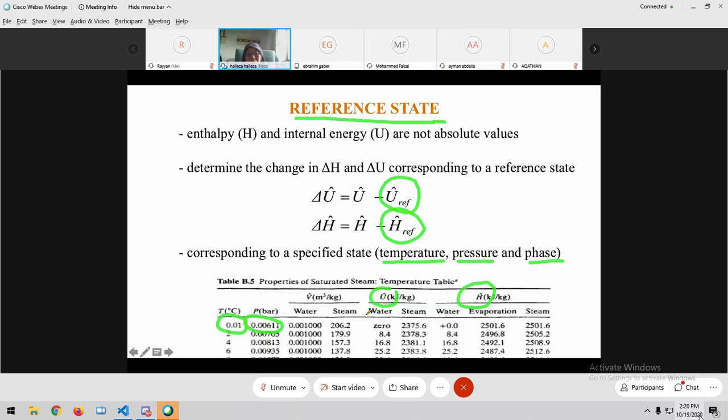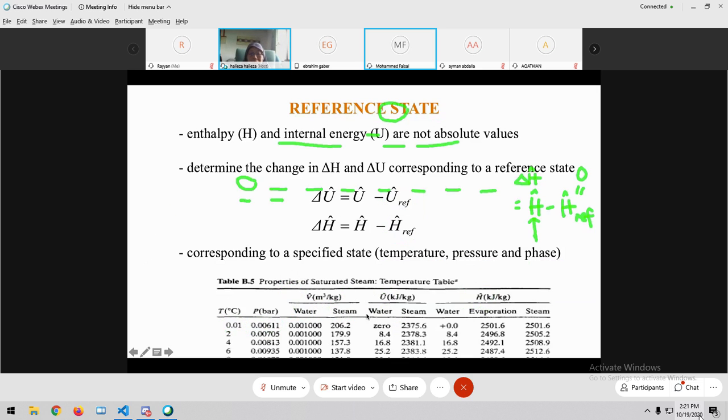Let's have a look. This is water, this is steam. The difference between the two is that water is liquid and steam is vapor. So what is the reference state? That's liquid, that's vapor. Liquid state. Why? Because the zero is under the liquid state.